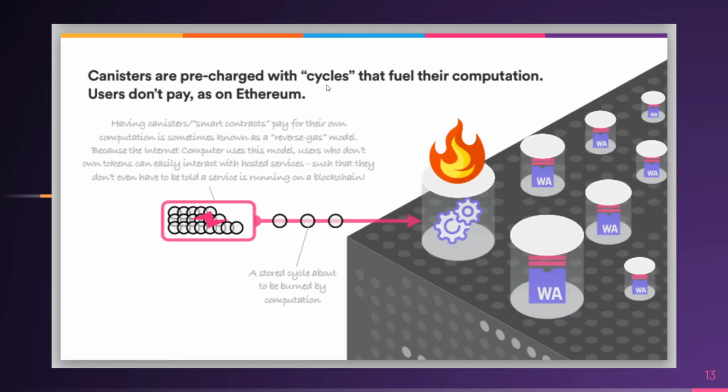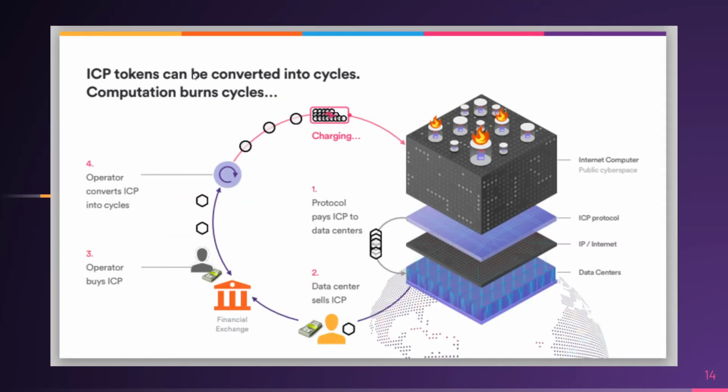Canisters are pre-charged with cycles that fuel their computation. Users don't pay as on Ethereum. Cycles are used again to power the actual canisters themselves. So as you guys can see, a bunch of little cycles inside of the canister. And once these canisters start getting used, these cycles get burned, and then it goes through the entire ICP protocol. ICP tokens can be converted into cycles. This is the computation burns cycle.